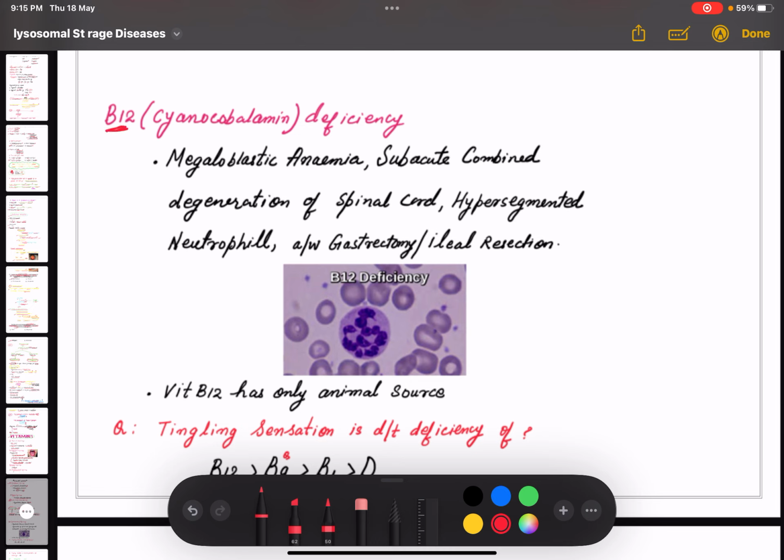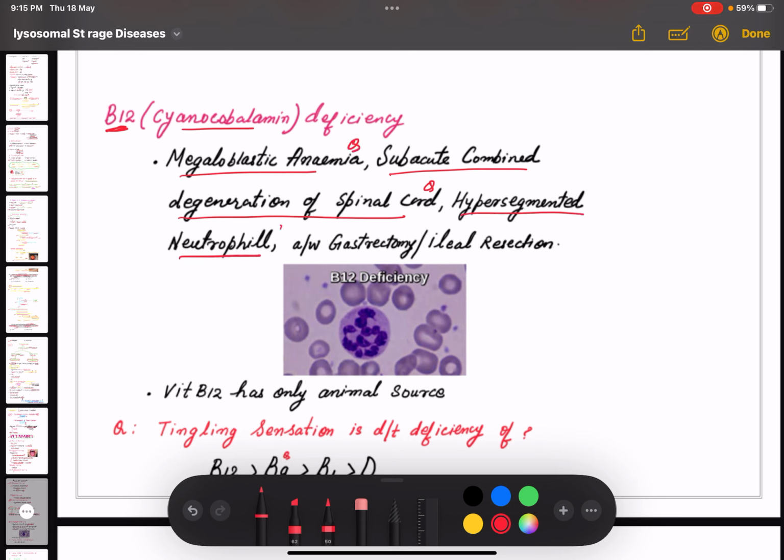Now, vitamin B12 deficiency. B12 is also known as cyanocobalamin. Its deficiency results in megaloblastic anemia and subacute combined degeneration of the spinal cord. Very important. Every point is important, guys.